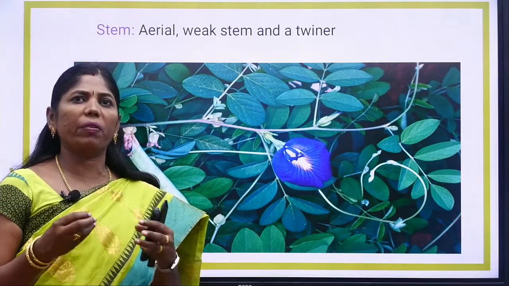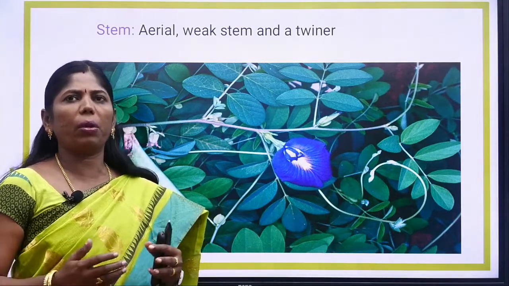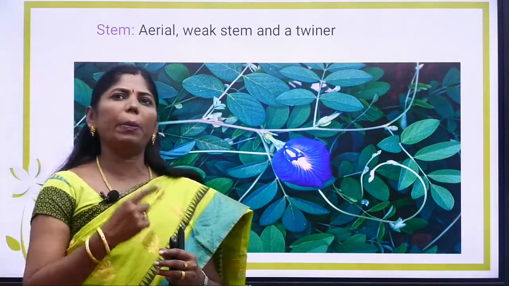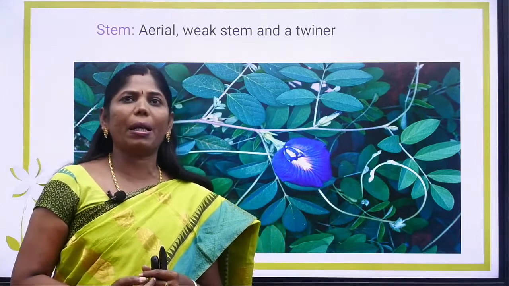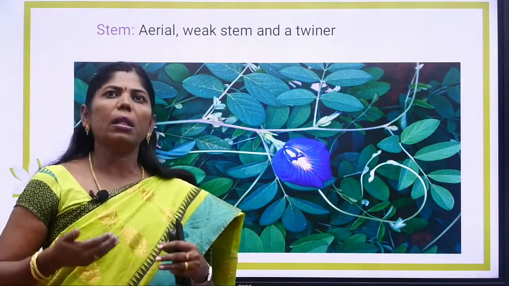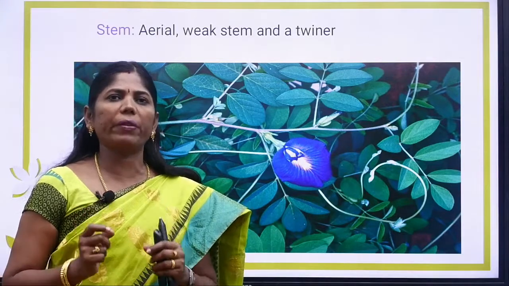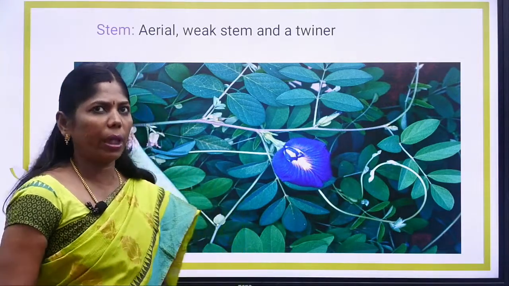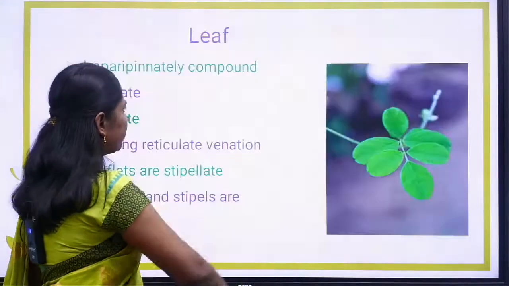Okay, the stem is very weak, so they need some support. Then only can they climb the neighboring plants. That is a weak stem and a twiner. Okay, aerial, weak stem and twiner. Each and every word is very important for the botanical description.